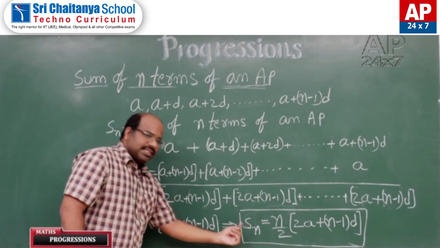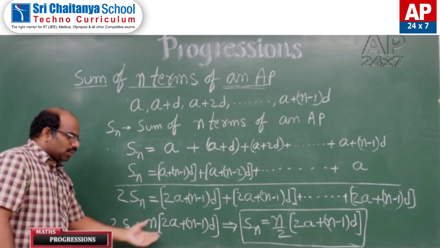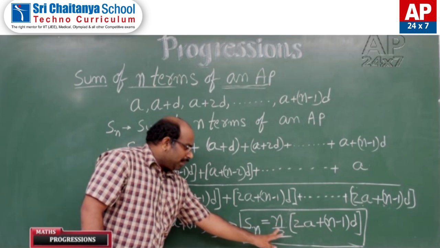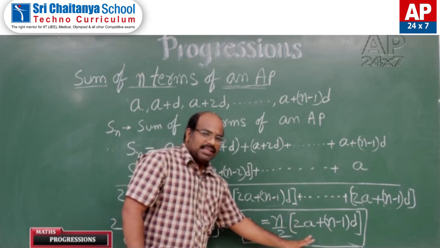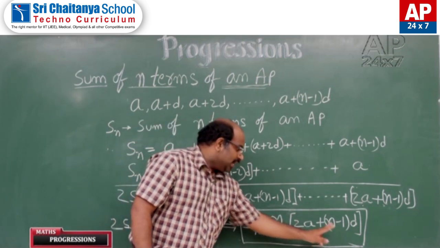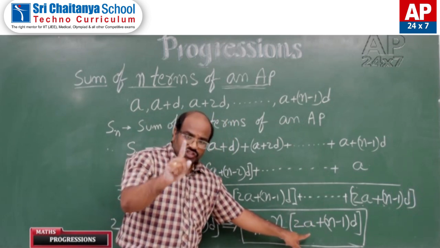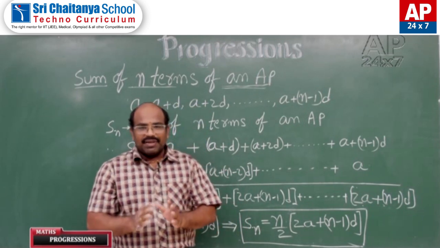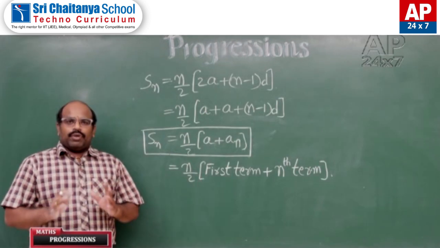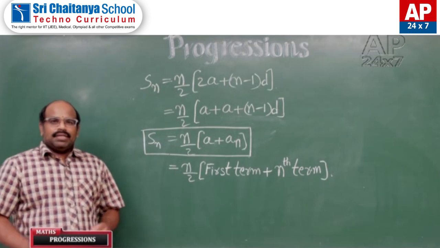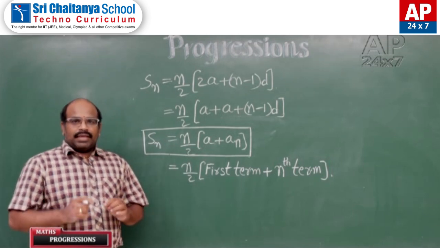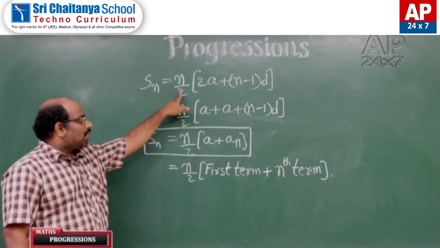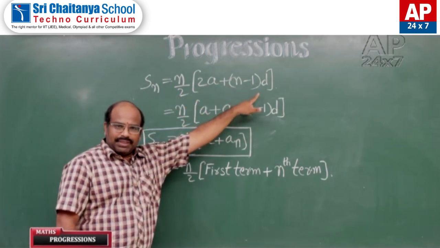Now, Sn is equal to, just transferring this 2 to the right side, Sn is equal to n by 2 times 2a plus n minus 1 into d, where a is the first term and d is the common difference of the given arithmetic progression. Now, we have derived the formula to calculate the sum of first n terms of an arithmetic progression. Sn is equal to n by 2 times 2a plus n minus 1 into d.